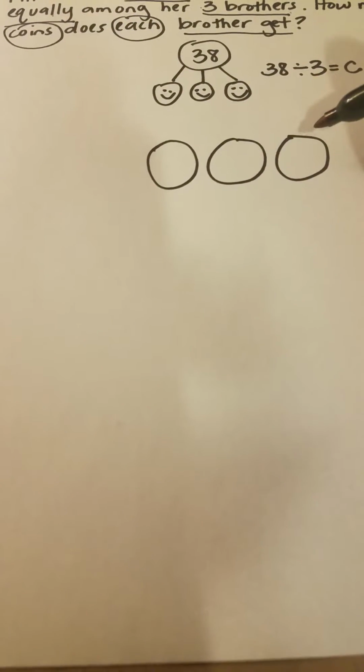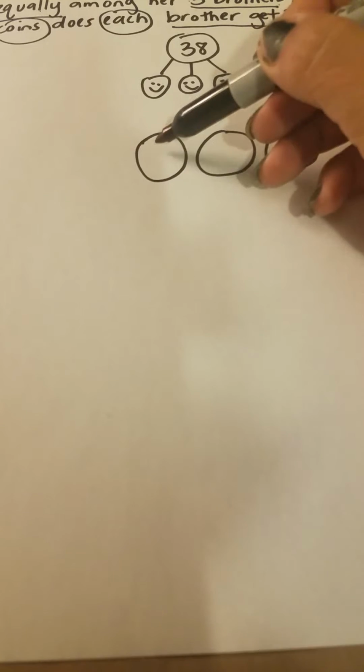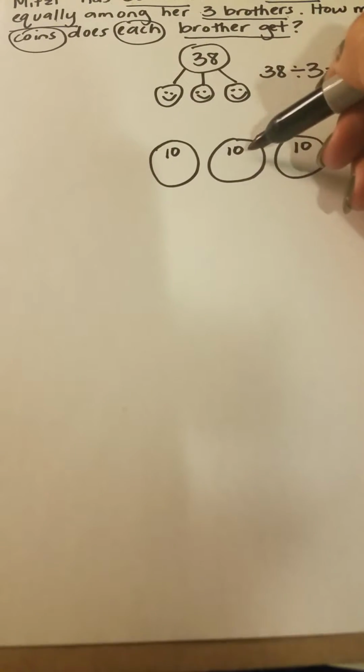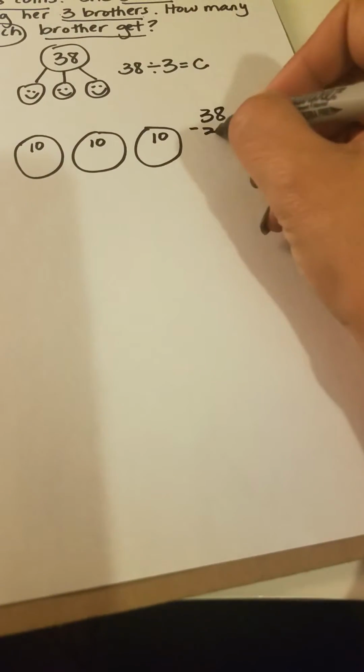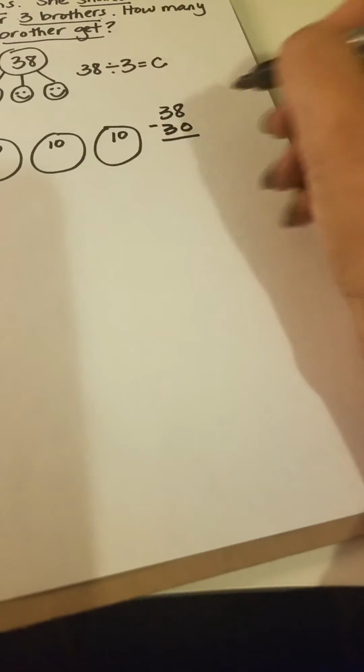If I put 10 there, 10 there, 10 there, that's going to be 30 coins already. 10 coins, 10 coins, 10 coins, that's 30 coins. That means only 8 coins will be left. So I think that's actually really good. So 10 coins for each brother. I know I started with 38 coins, or Mitzi started. Take away the 30 coins that have already been given to her brothers. She has 8 coins left.